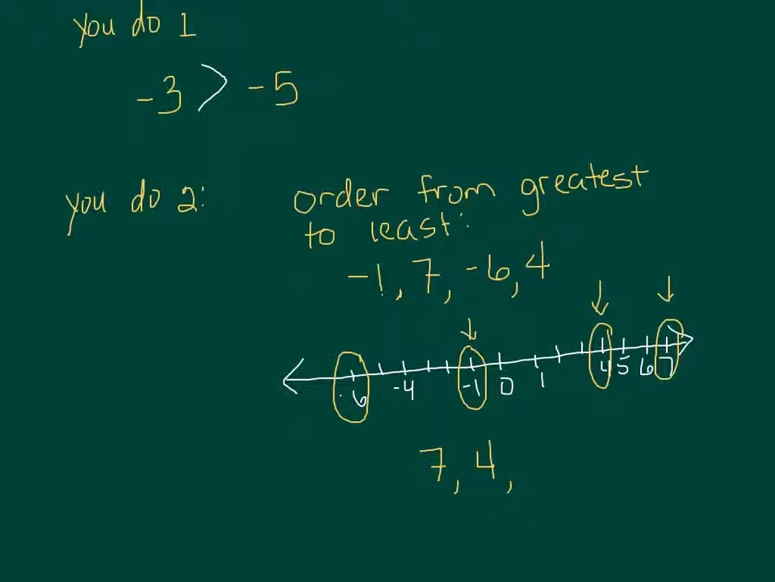Then the next one is -1. And finally, the littlest one, or the least one, is -6. Owing $6 is worse than owing $1. We ordered greatest to least, so least is over here, greatest is over here. Hopefully you did just fine on that.